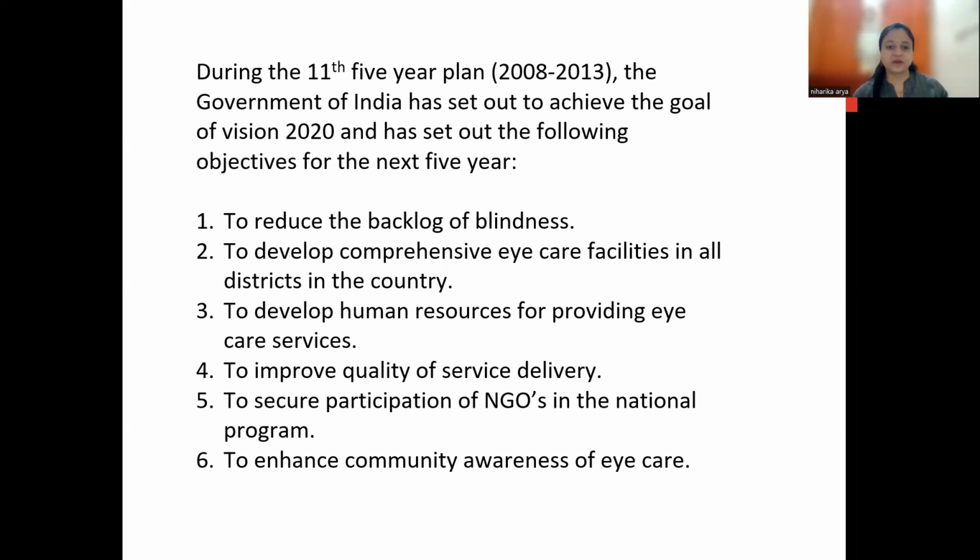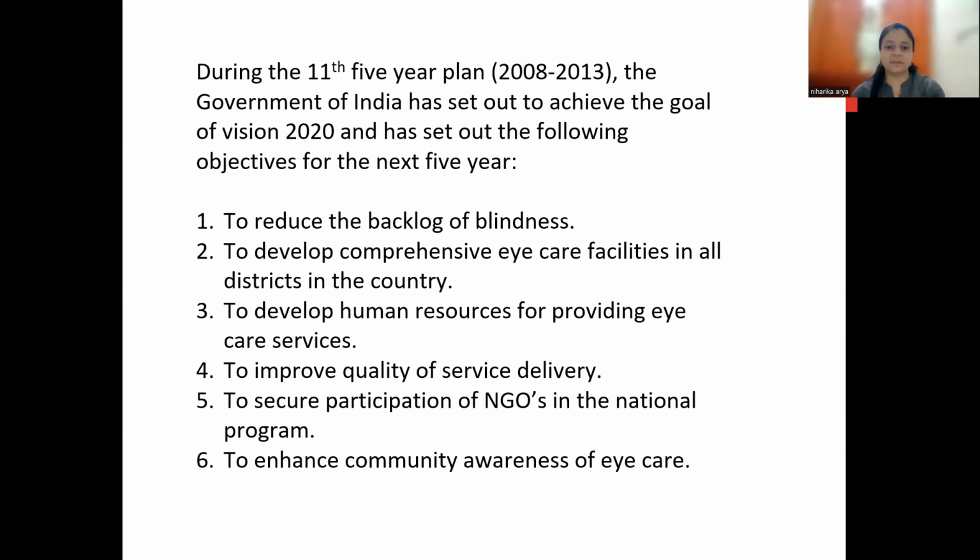So what are the goals of Vision 2020? This is important, so just go through it. These are the important goals and objectives for the next 5 years. First, to reduce the backlog of blindness; second, to develop comprehensive eye care facilities in all districts in the country; third, to develop human resources for providing eye care services; fourth, to improve quality of service delivery; fifth, to secure participation of NGOs in the national program; and sixth, to enhance community awareness of eye care.